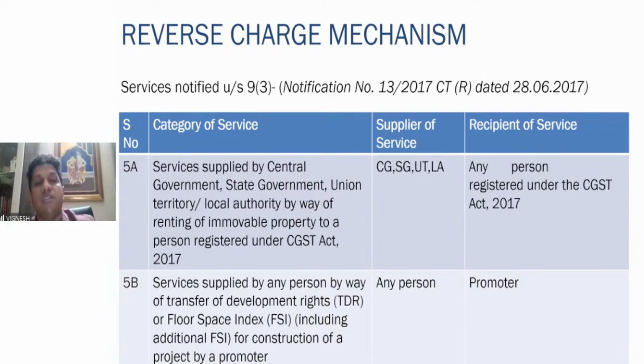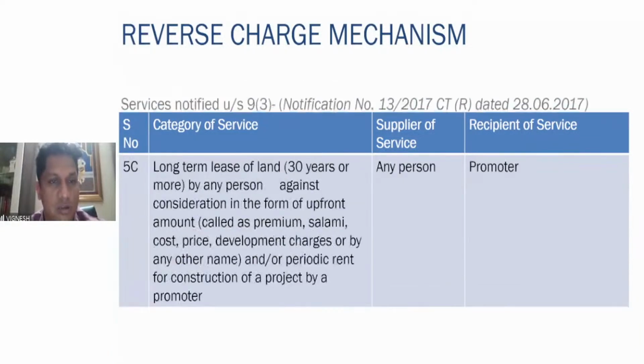So who is the supplier of service here? Any person is the supplier of service. Recipient of service is what? Promoter. That is, the developer is the recipient of service. So if I'm transferring the development rights to that particular person, I have to value the development rights. How to value the development rights? You will see in value of supply chapter. So on this total value, whatever is the GST which is applicable, the recipient of service, which is the promoter, who is the developer, he will pay the GST on reverse charge mechanism. Fine. I hope this point also is clear.